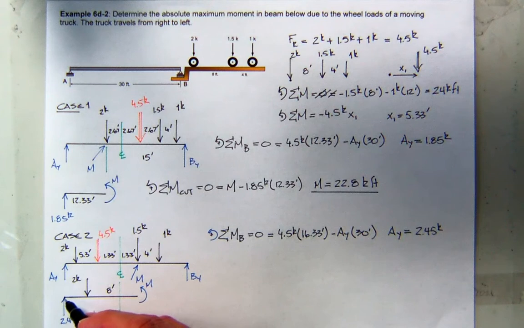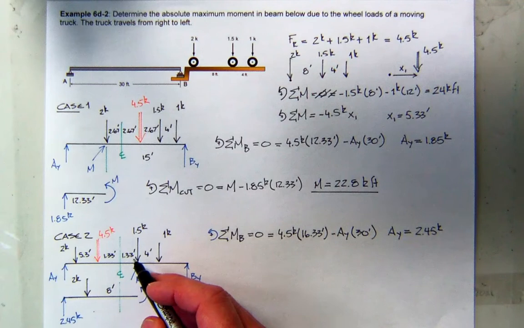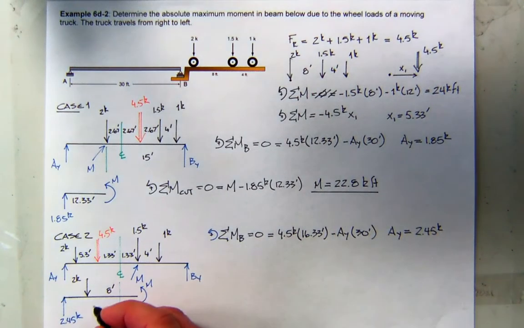And the total distance is what? Well, from here to here it's 15. That's the center line. Plus 1.33. So underneath this will be 16.33 feet. So I have all the moment arms I need. When I sum my moments here, I'll have 2 kips times 8 feet and the 2.45 times 16.33.